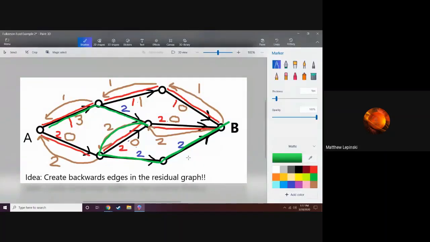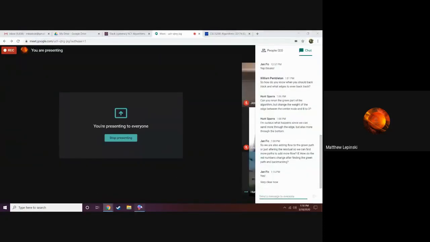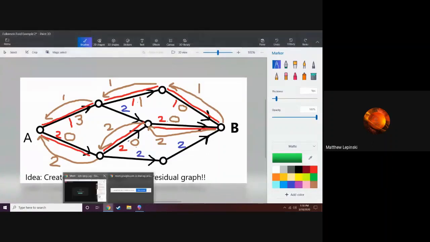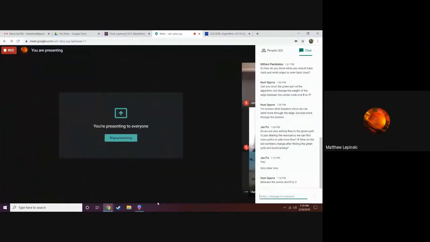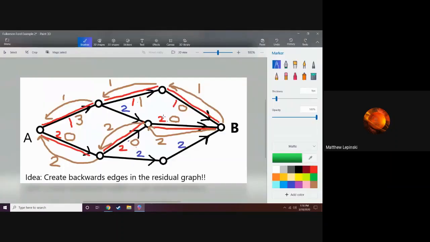So Hunt, what was it that you wanted us to play around with? You said you wanted to change a number. Which number? From the center. Okay. So is it the center and B? So I think it was, like, right here.